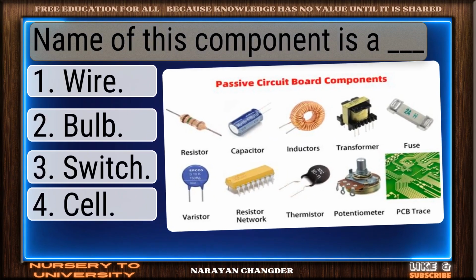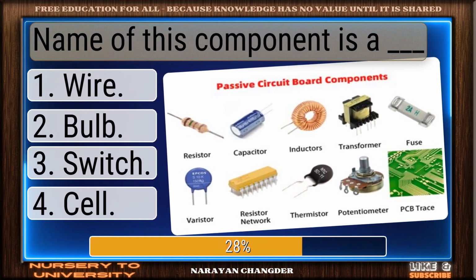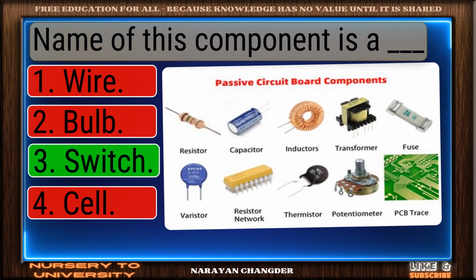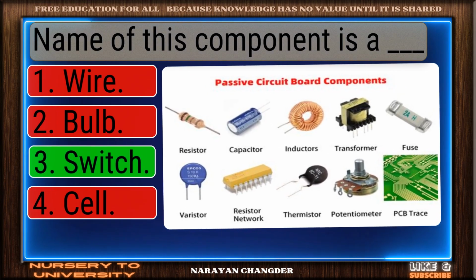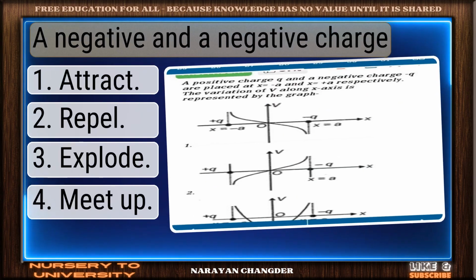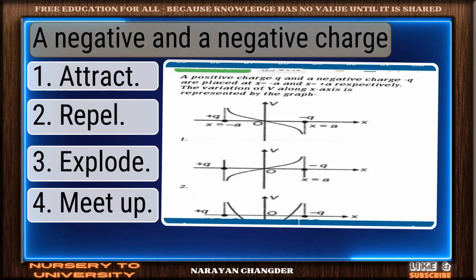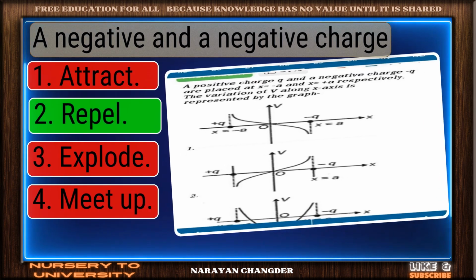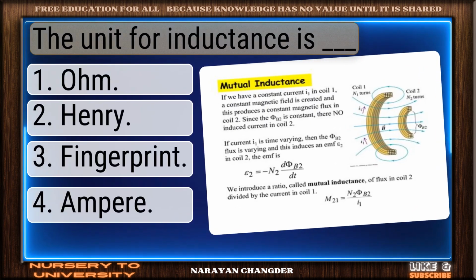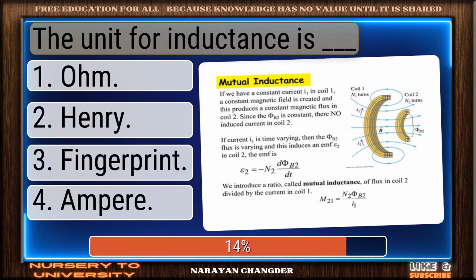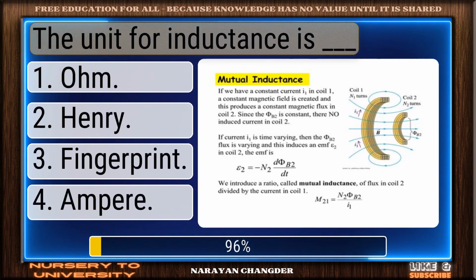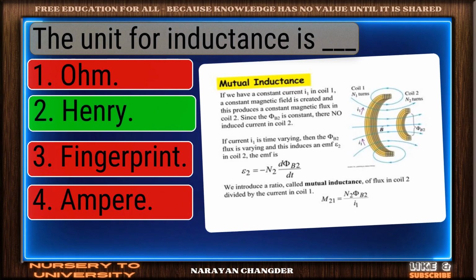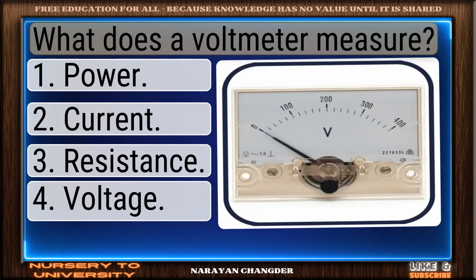Name of this component is a dash. Exactly. Switch makes sense and it is right choice. A negative and a negative charge. Valid point. Repel is true. The unit for inductance is dash. Right again. Henry is a valid answer.